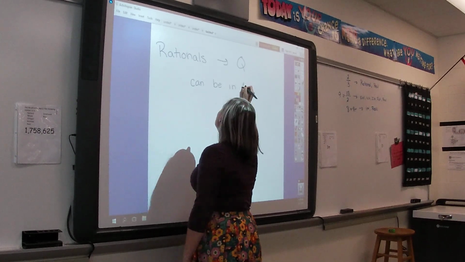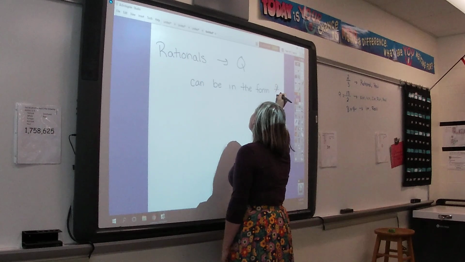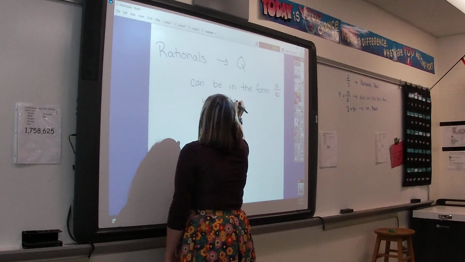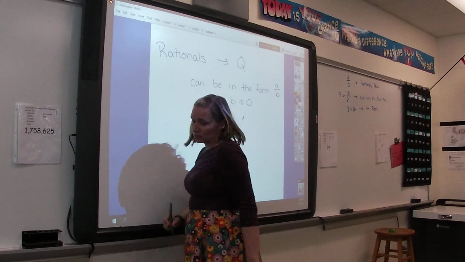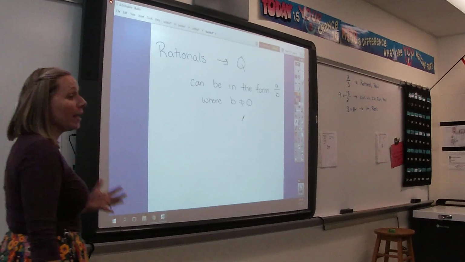Rational numbers are numbers that can be in the form A over B, where B does not equal 0. Now, this is a really textbook definition, and I'm not super big on having textbook definitions, but this is one that's kind of important. Okay, this says that it can be in the form A over B. It can be.